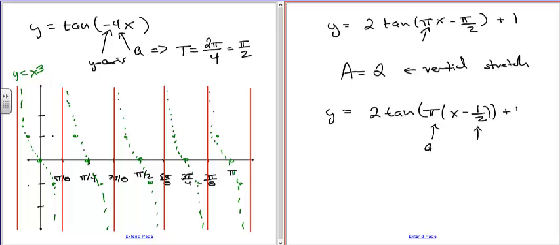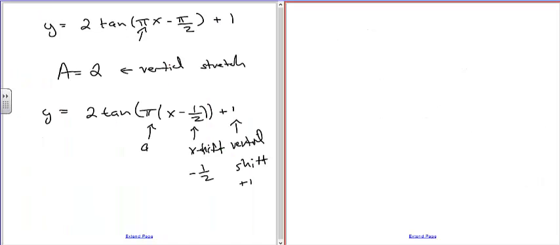So this is the A, which is the vertical stretching or horizontal stretching. This one is the x shift, which is going to be negative 1/2, and this is the vertical shift. So that's going to be plus 1. Okay, so we're back to being symmetric around the origin.